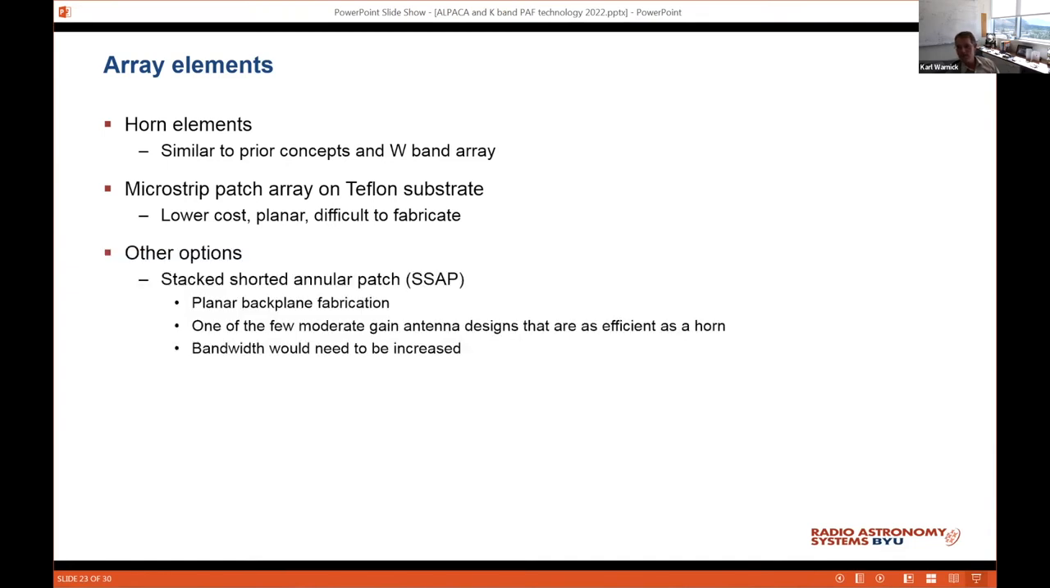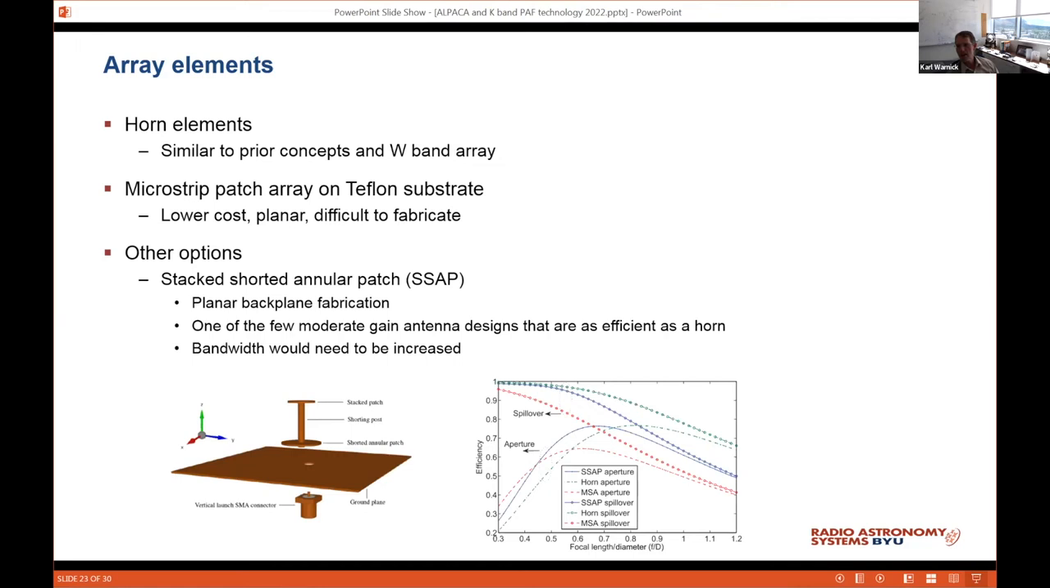There's another option. A graduate student in our group a few years ago developed a stacked shorted annular patch, but a picture is worth a thousand words there. That's something that sort of attaches onto a PCB, and it combines the advantages of planar fabrication, all the cost advantage of using PCB-based manufacturing, with an efficiency that compares to a horn array. So these are some things that could or will be considered when a K-band phased array feed is designed.